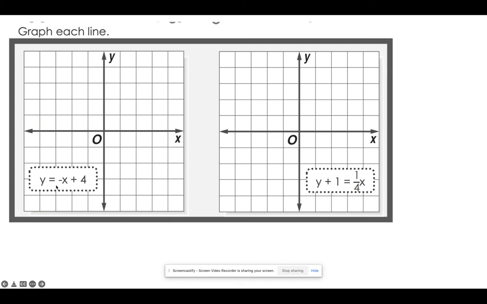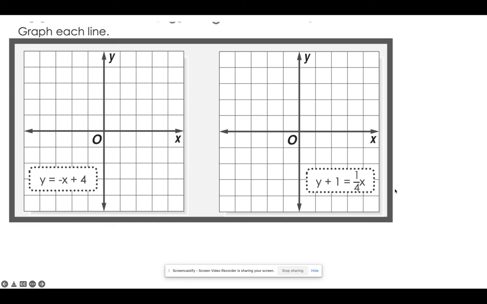Now we're graphing some lines. This one says y equals negative x plus 4, and we don't even have a number in front of that x. We just have a negative sign. So we can assume that's a negative 1, or negative 1 over 1. So our slope is going to be -1/1. So we're going to be going -1. And then our y-intercept is at 4. So we would draw our first point at the 4 and then go -1. So your line's going down.